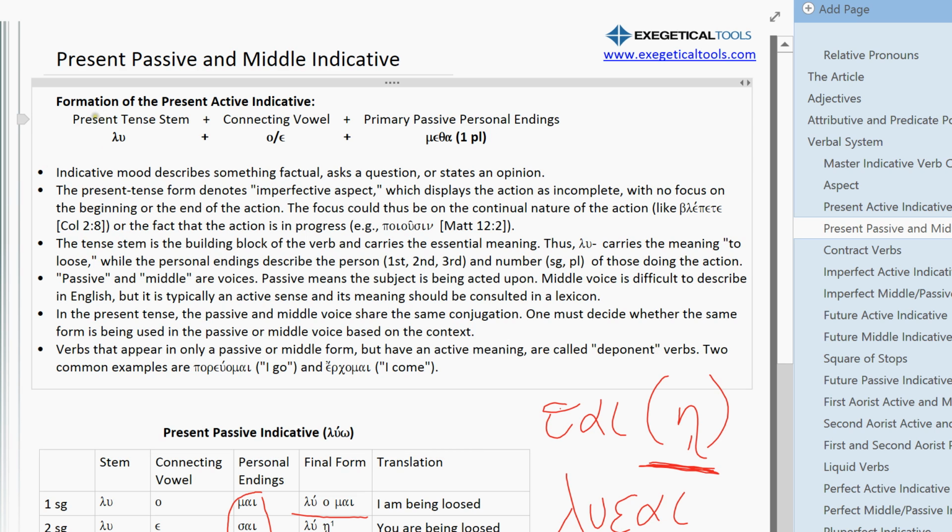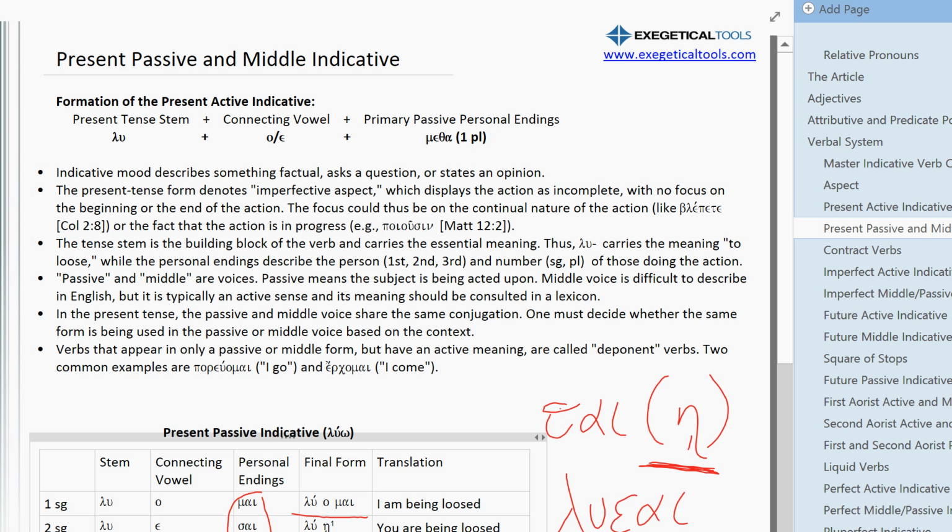Remember, this is the actual formation, the constituent parts up here. You've got the present tense stem, the omicron epsilon variable connecting vowel, and then the primary passive, you could even say middle or passive, primary middle passive personal endings: mai, sai, tai, metha, sthe, ontai. Remember to say those out loud, write them down, put these different forms on flashcards if you like to do that. Do whatever you need to do to get this memorized.